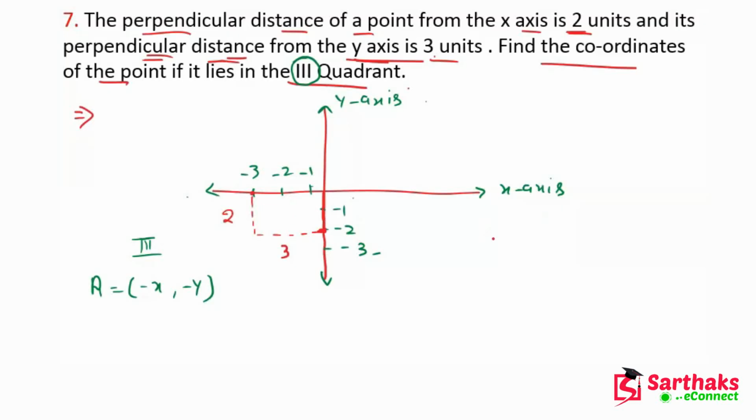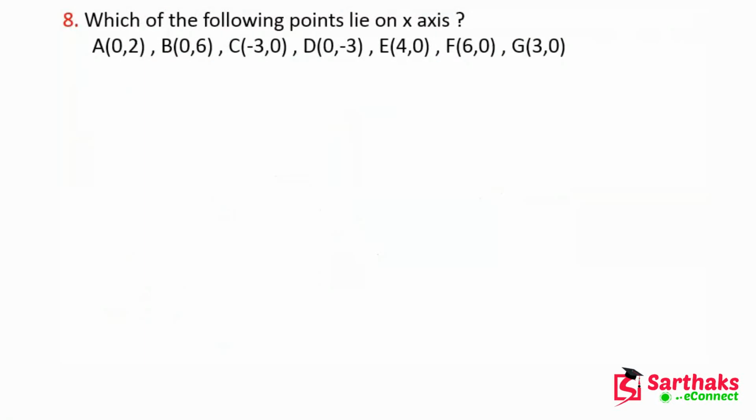So now from this, the point is (-3, -2). This is our required answer. I hope you understand these things. So this is the solution of this question. These are the coordinates. So now let's move on to the next question.